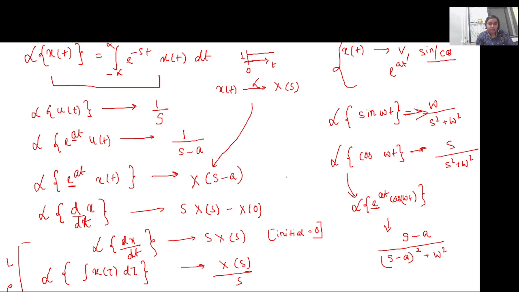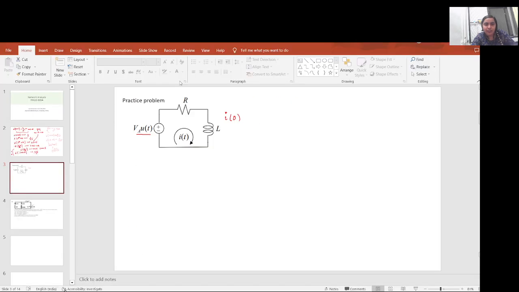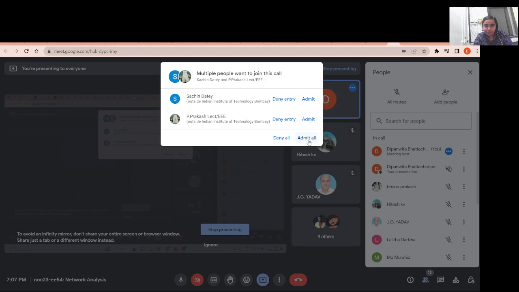Okay. So for the first practice problem, we have a simple circuit. It is connected to a voltage source V into u of t, and let us say there is an initial current of I0 in the circuit. Here, I'm not giving any specific values, this is just for practice.